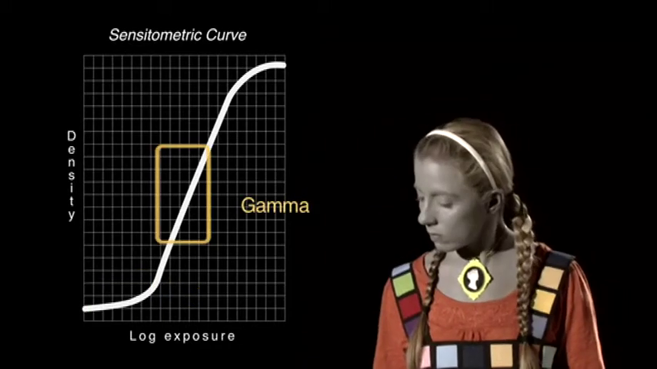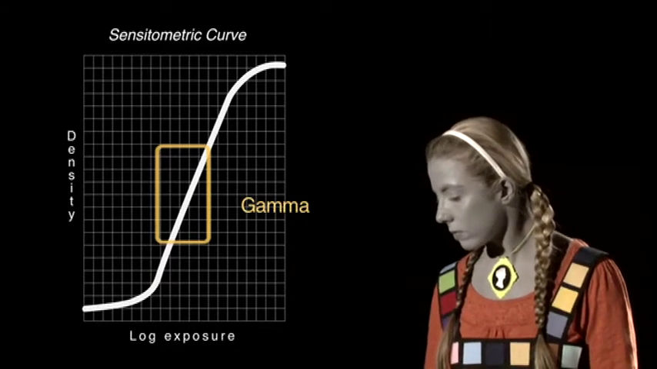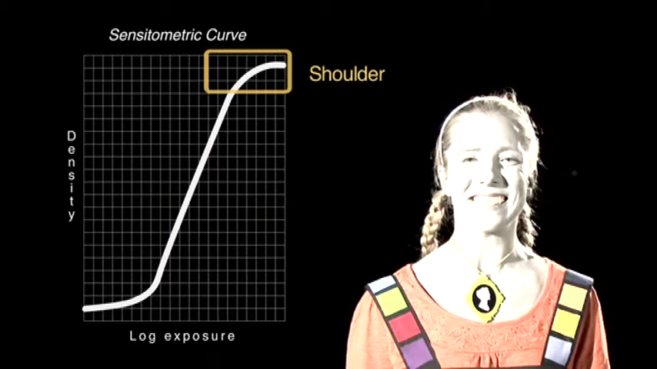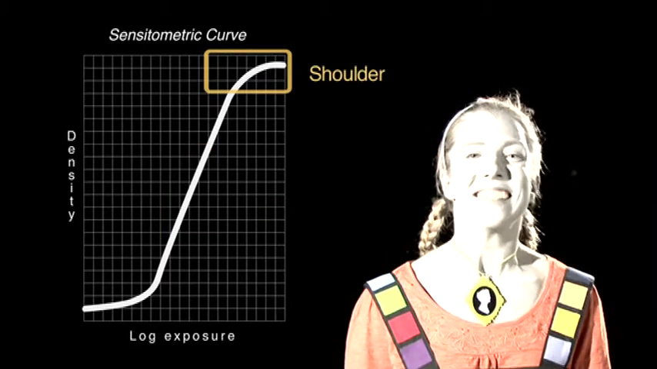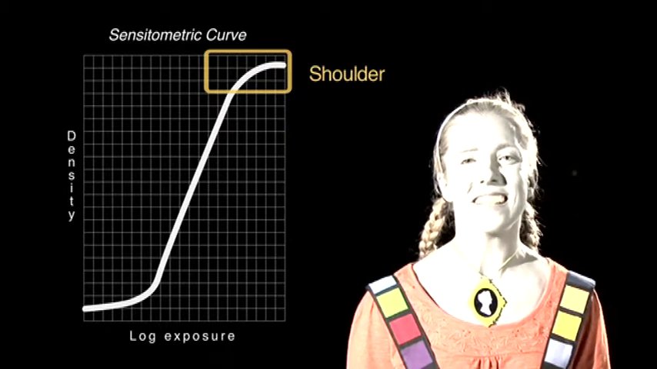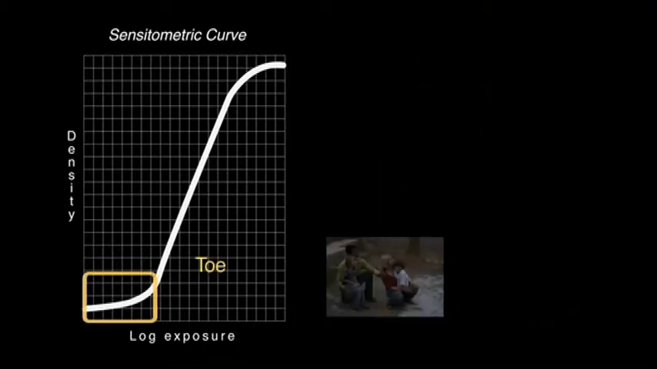The straight line section in the middle is known as the gamma, and that is the usable exposure range of the film stock. And the shoulder at the top is where the film loses its ability to respond to bright tonal differences. And so small differences in exposure will all be exposed as white.